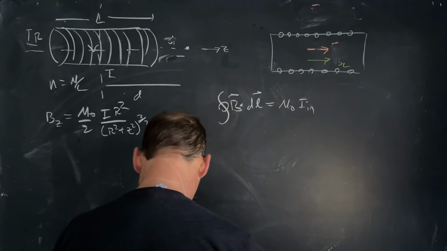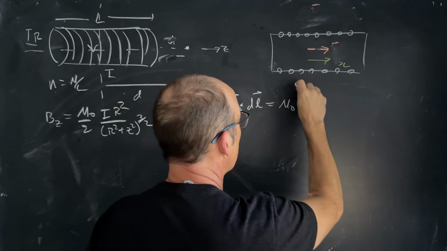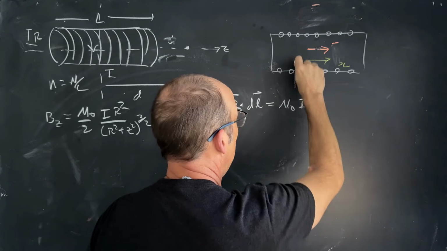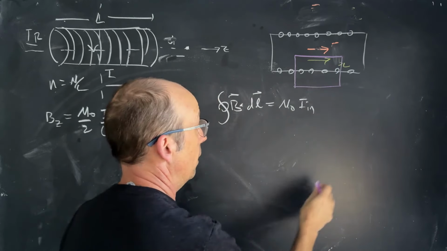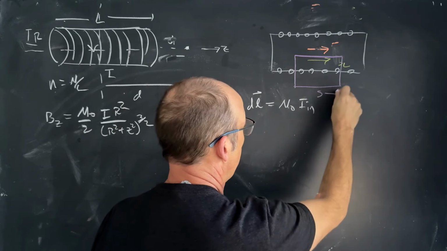Let's draw this in a different color. Purple seems nice. So here's my path. I'm going to go up, over, down, back. And this is going to be a length. I'm going to call that S.